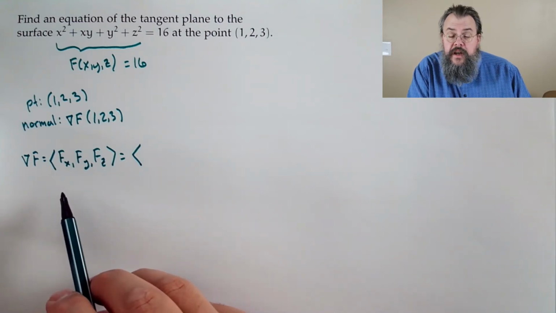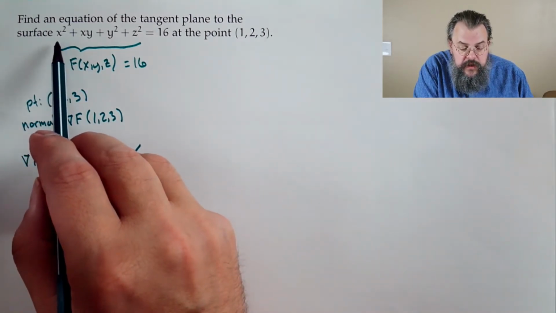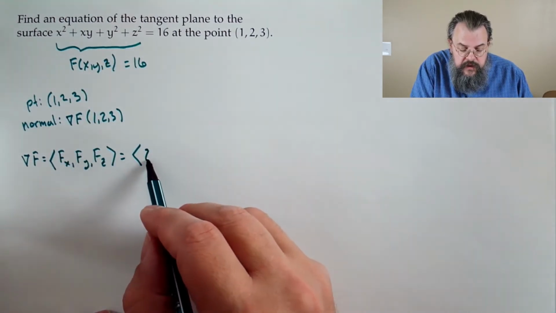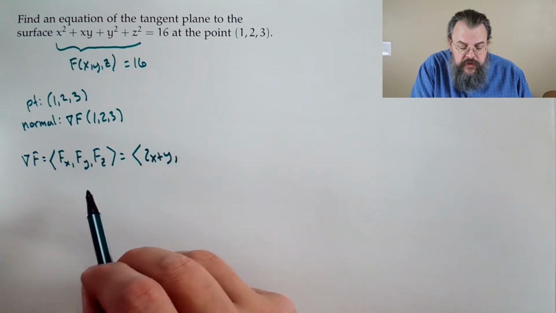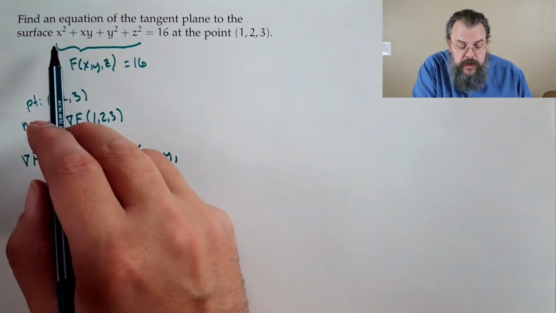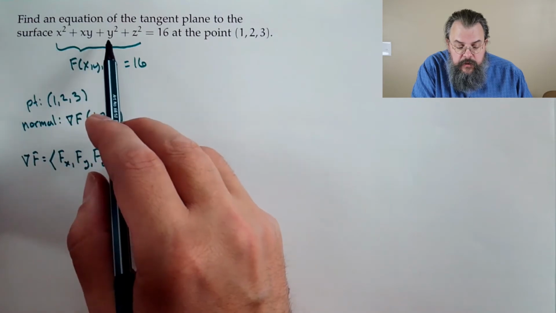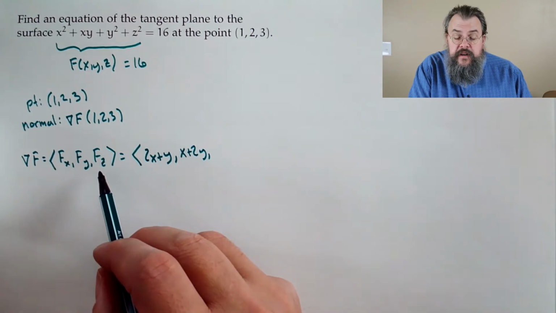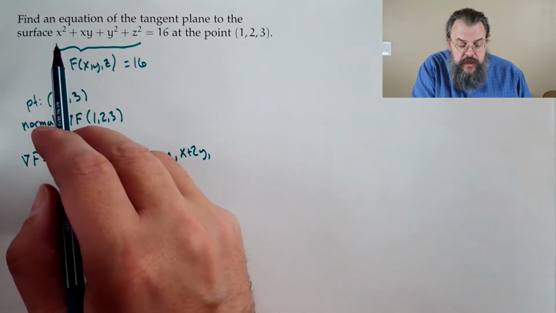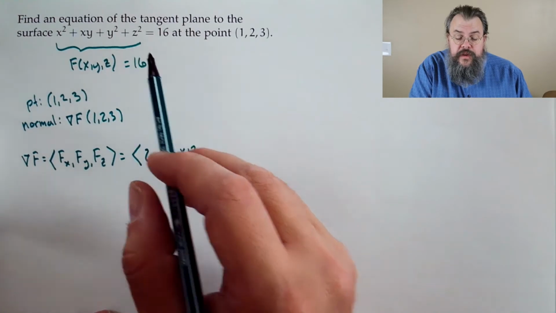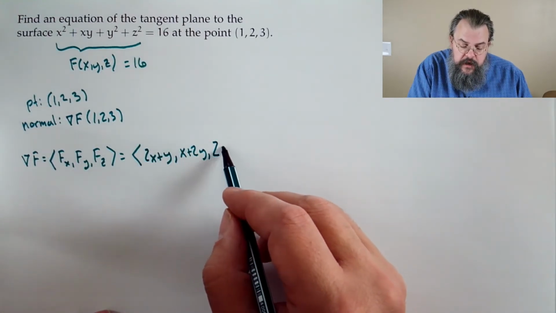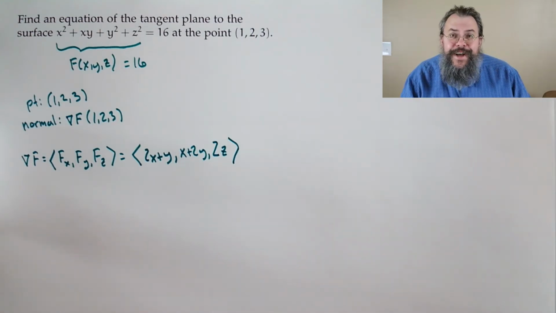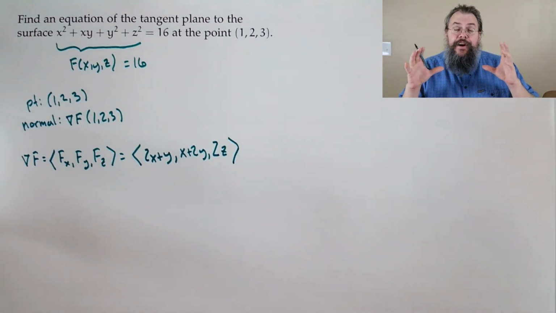Taking the derivative with respect to x, we get 2x and a y, and that's it. So 2x plus y. Take the derivative with respect to y. There will be an x and a 2y. Great. Take the derivative with respect to z, and we're going to get 2z. Now you might be wondering, 2z or not 2z? That is the question. No, it's 2z. All right, great. Well, that's our gradient.